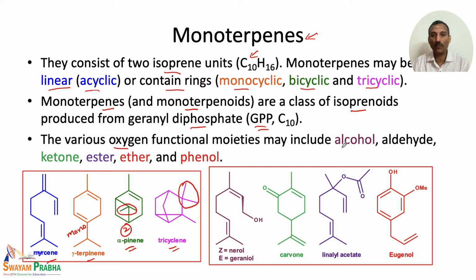Say, for example, when we talk about an alcohol unit, nerol or geraniol has a hydroxy unit present in their structure. And carvone has a carbonyl unit, or a ketone, and linalyl acetate contains an ester unit. So, these are all the various oxygen derivatives. And eugenol has a phenolic unit and an ether unit. These oxygen derivatives are basically the monoterpenoids, and different types of oxygen functionalities are present in these kinds of compounds.